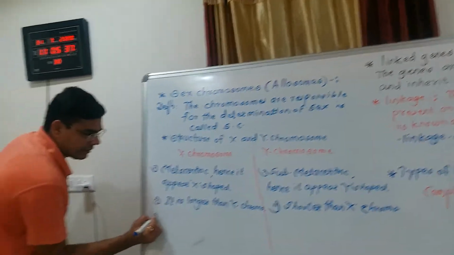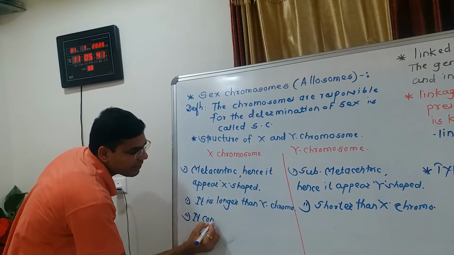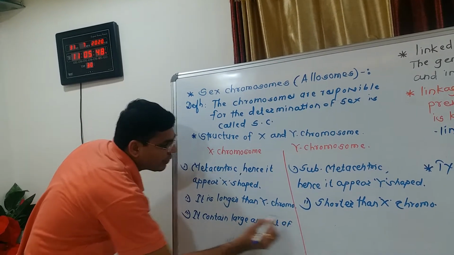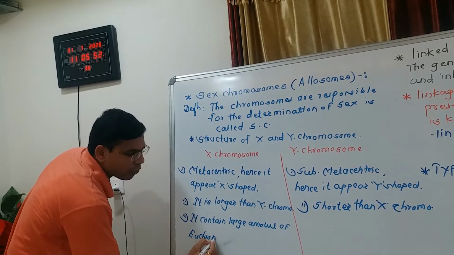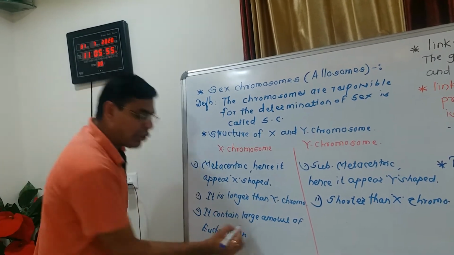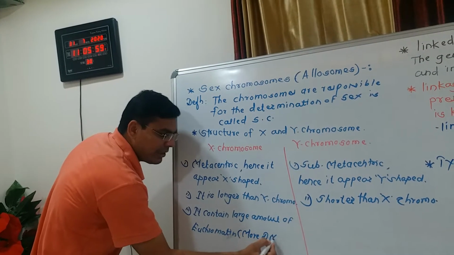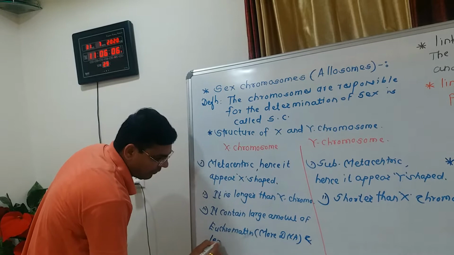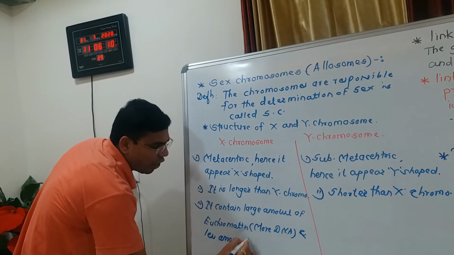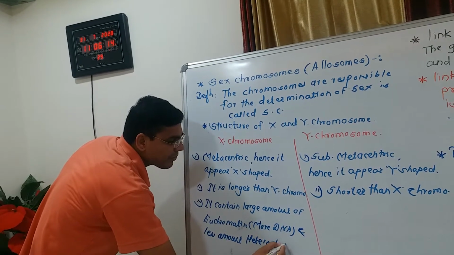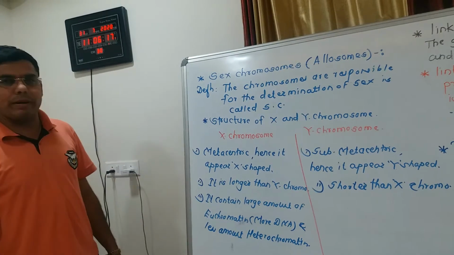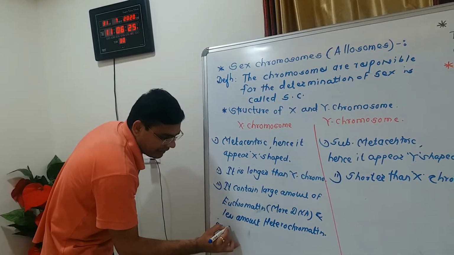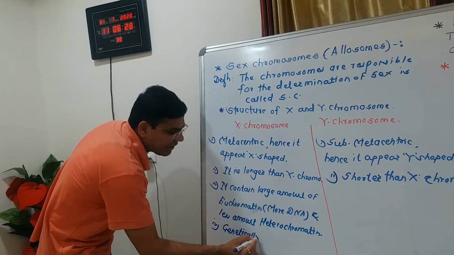Okay, so the X chromosome contains a large amount of euchromatin, and you know very well that euchromatin contains more DNA. So it contains a large amount of euchromatin and less amount of heterochromatin. Hence it is genetically active because it contains more DNA.